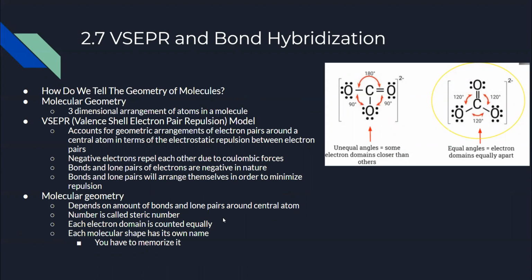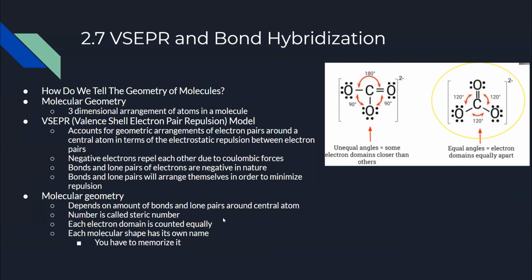2.7, VSEPR and bond hybridization. So how do we tell the geometry of molecules? What you can do is create a three-dimensional arrangement of atoms in a molecule. This theory and model is called VSEPR, or valence shell electron pair repulsion.